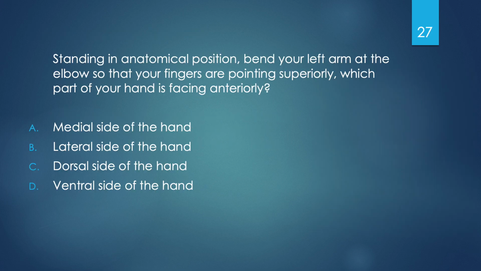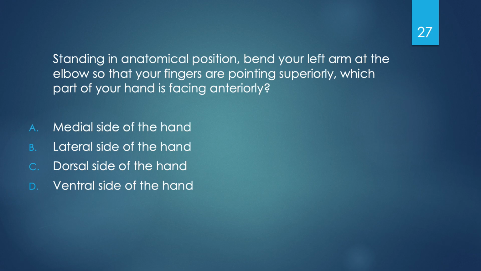Okay, so here's a fun one, and this is the sort of thing that might come up on an exam. So do this along with me for a moment if you don't mind. Stand up in anatomical position. Remember that that's standing facing forwards, ankles fairly together, and your palms facing forward. Okay? So when you stand like this, now bend your left arm at the elbow so that your fingers are pointing totally superiorly or up. Okay? So now what part of your hand is facing anteriorly?